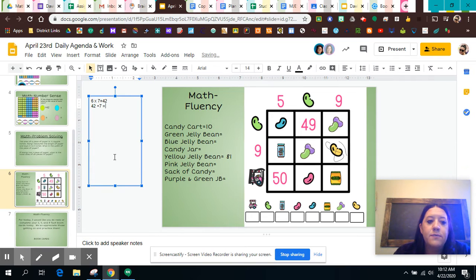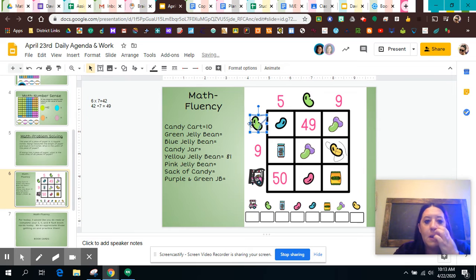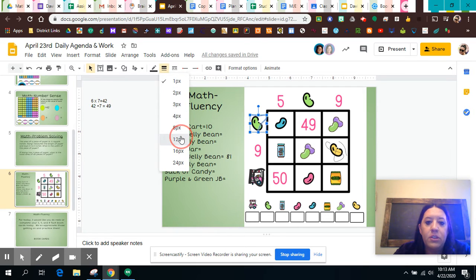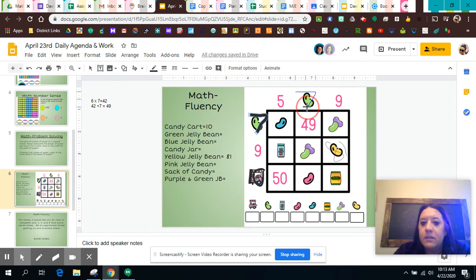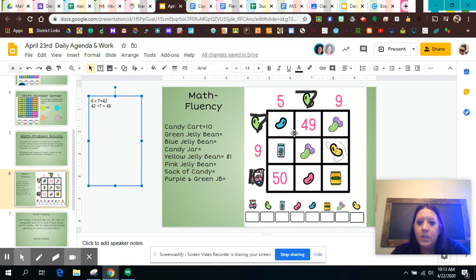So 40 add 7 is 47 plus 2 more is 49. Oh, so 49. So that was another group. So instead of 6 groups of 7, I did 7 groups of 7, which tells me that this yellow or this green jelly bean, we're going to go ahead and make it thicker too so we can see it. And so now those are 7s. Okay, so now I know those are 7. So 7 multiplied by 7 gets me 49.